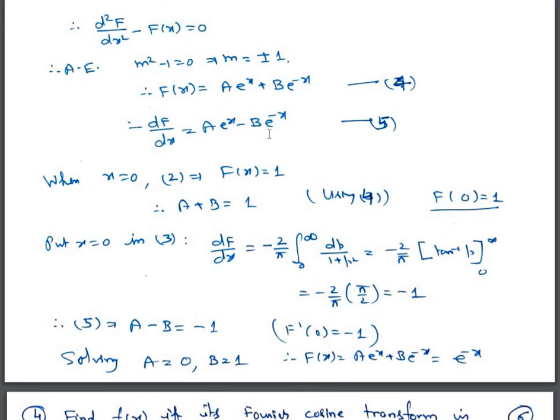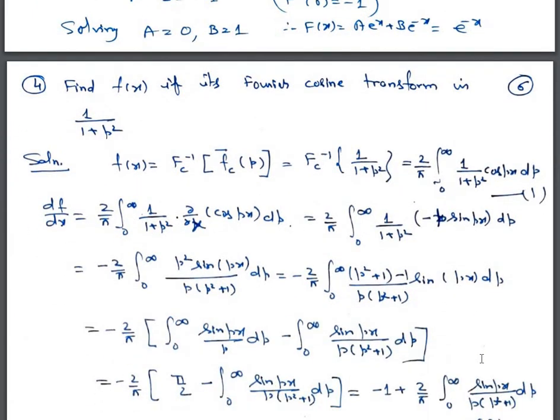So if we put x is equal to 0 here, we get a minus b is equal to minus 1. Solving these two equations, a plus b is equal to 1 and a minus b is equal to minus 1, we get a is equal to 0 and b is equal to 1. So the solution is f(x) is equal to e to the power minus x.